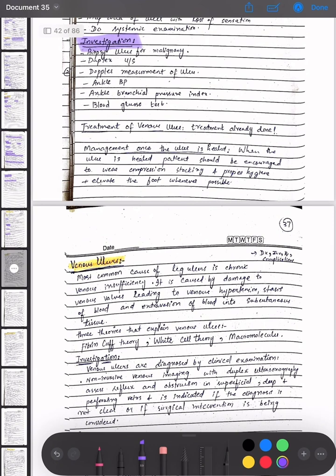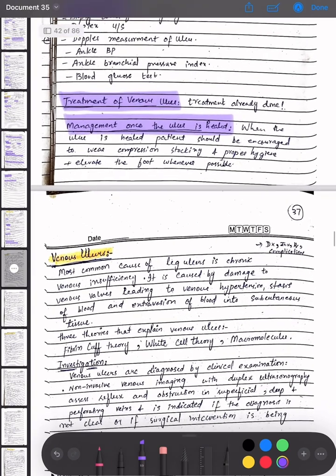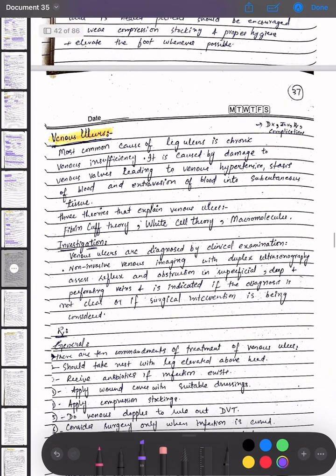What is the treatment of ulcer? The treatment of ulcer we will discuss later in the venous ulcer and the diabetic ulcer. In the management, once the ulcer is healed, how will we manage it? When the ulcer is healed, patients should be encouraged to wear compression stockings, maintain proper hygiene, and elevate the foot whenever possible. Okay, now coming towards venous ulcer.